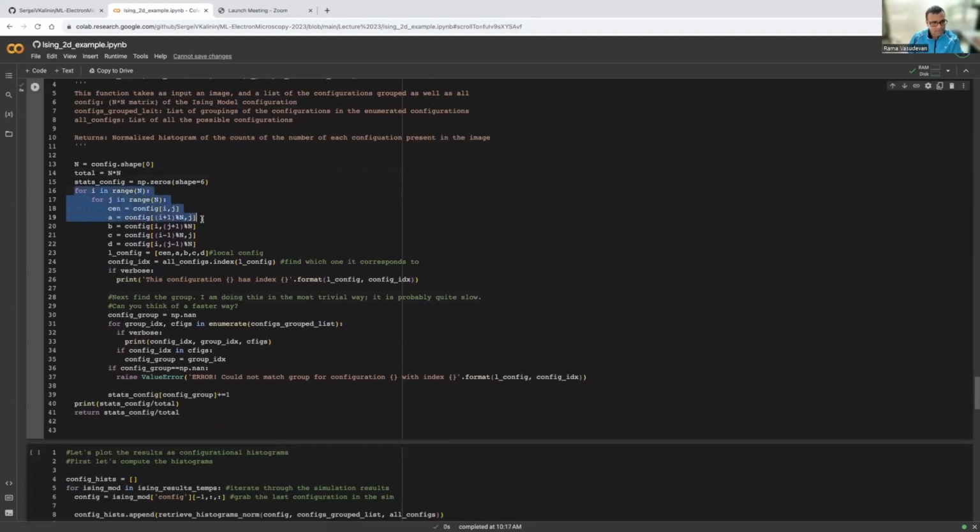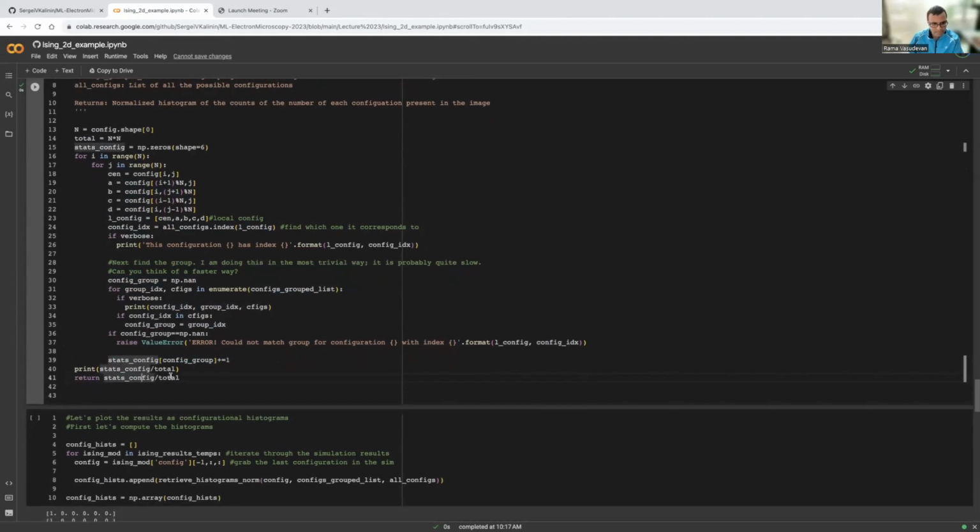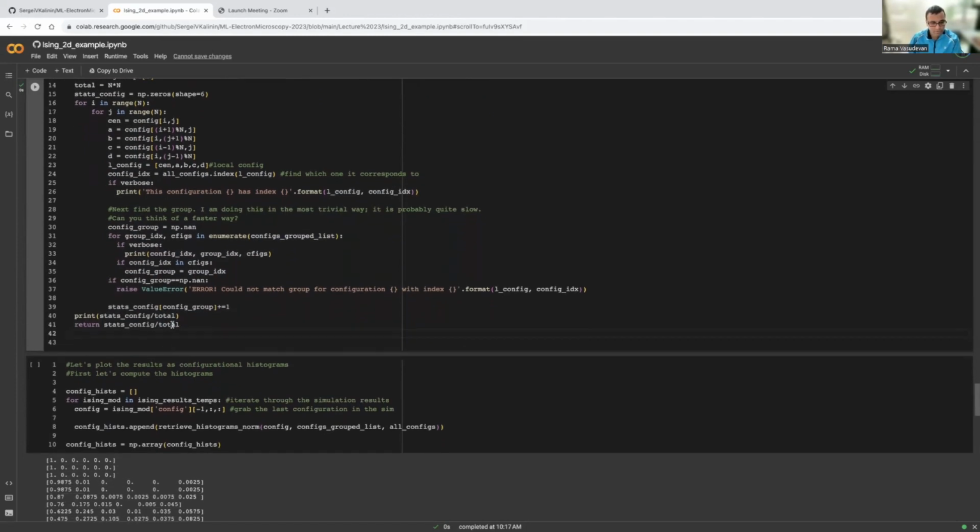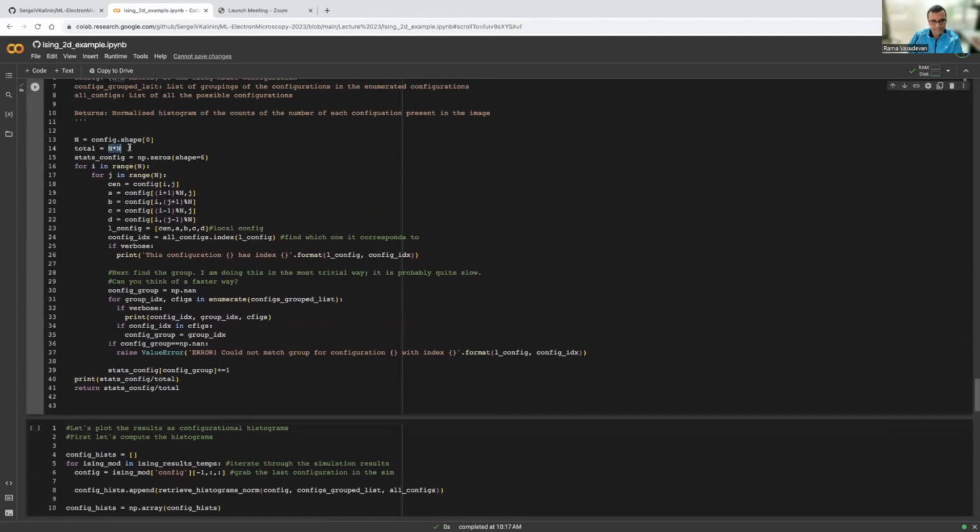You just look through each individual particular lattice site. We look at its neighbors. We compare it to all the configurations to find out which one it corresponds to. And then we find out which group it belongs to. And then we can modify the histogram to basically add 1 count to that particular group and return that, right? So that's all we're doing here. It's normalized here because we normalize based on the number of sites that we actually have, right? So the sites are the lattice sites that we have, right?